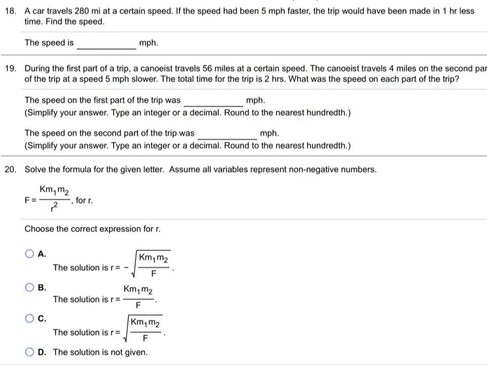All right, number 18. Car travels 280 miles at a certain speed. Okay, so we're going to use distance. Here, I'll have room there. Bring it down here. Distance is rate times time.